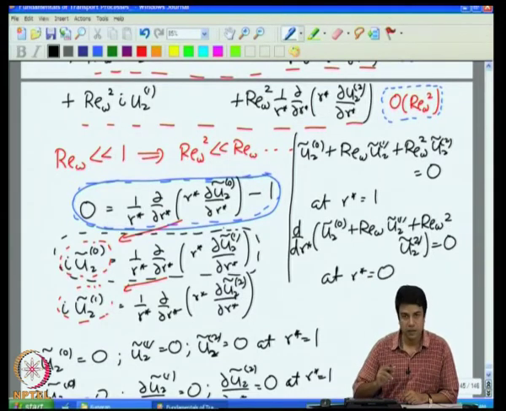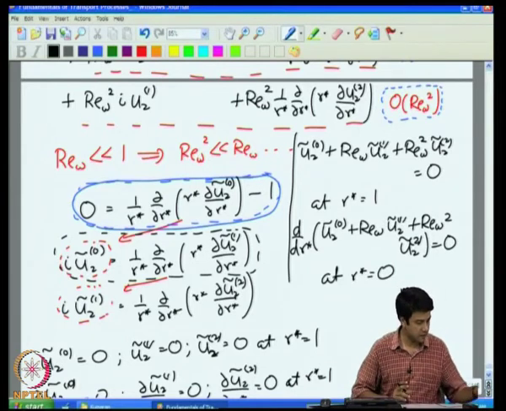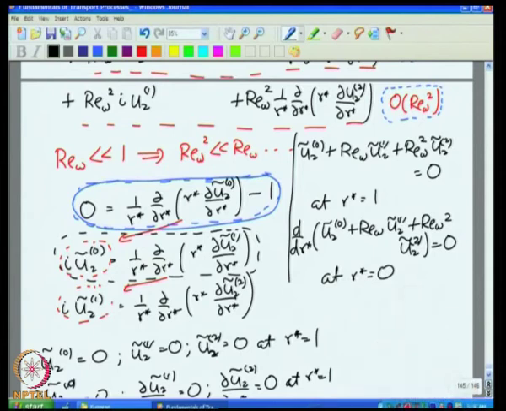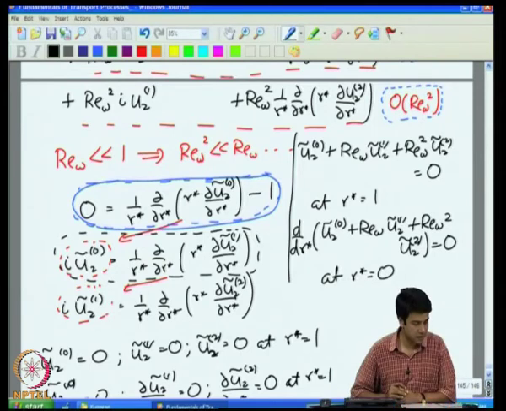This is the equation. It contains no inhomogeneous term. However, it does contain the term u z naught on the left hand side. So, therefore, I can solve this subject to the condition that u z is equal to u z naught on the left hand side.